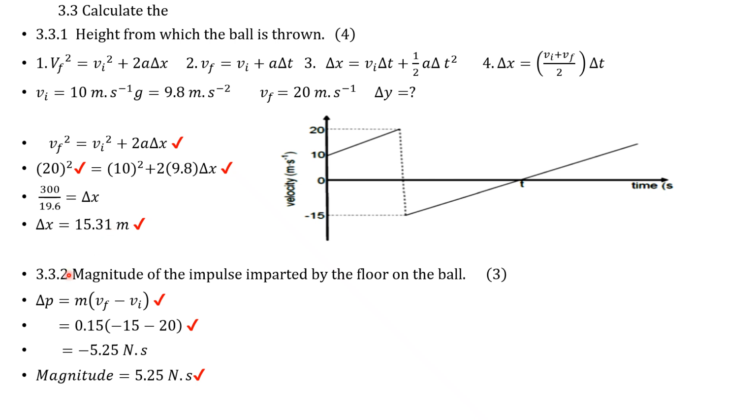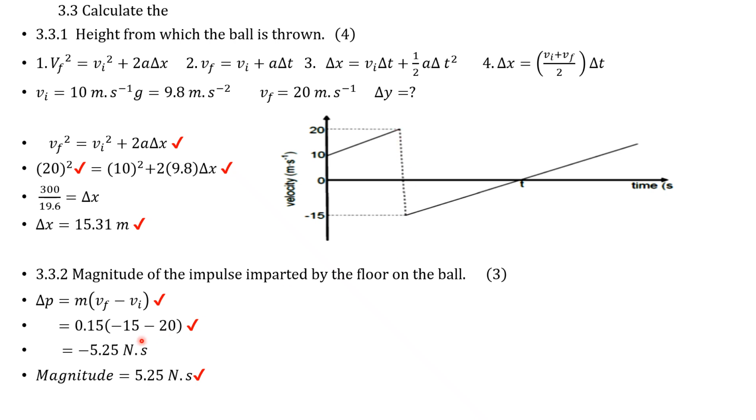Question 3.3.2: the magnitude of the impulse imparted by the floor on the ball. For impulse, remember it's change in momentum, which equals my mass times final velocity minus initial velocity. The mass was given to us as 0.15 kg. Final velocity is negative 15. Initial velocity is 20, so it makes contact with the floor with 20.